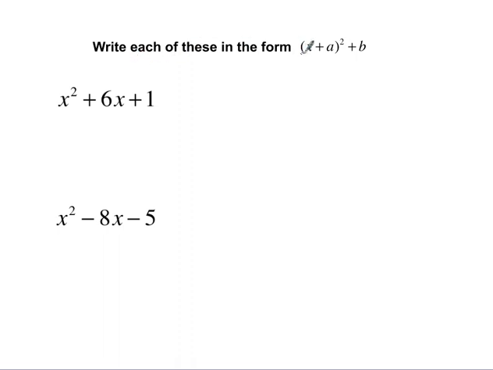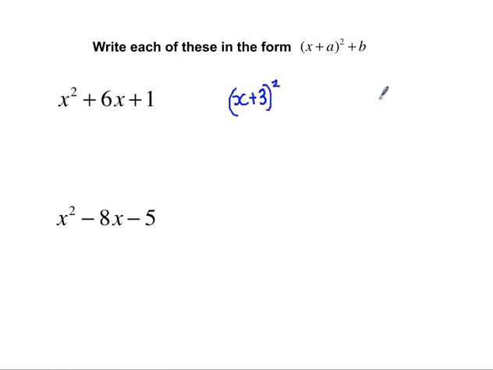Okay, to begin with, we're just going to look at writing each of these in the form x plus a all squared add b. This is just regular completing the square that you should be familiar with from normal GCSE maths. So the first step is to begin by halving the coefficient of x. We'll have a look at why we're doing that in a second if you're not clear. So we'll call that x plus 3 all squared. So the value of a will be 3.